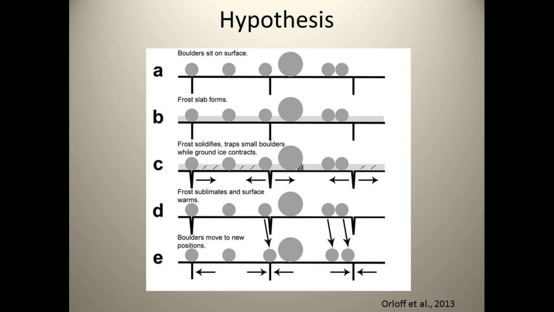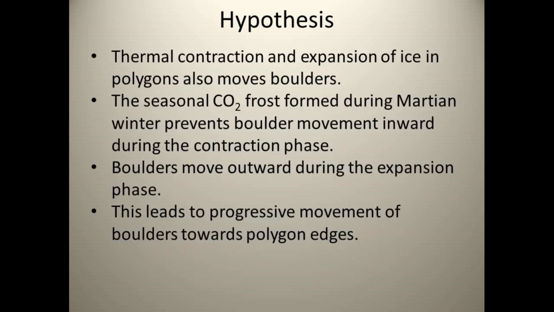And so for those of you that are better visual learners or auditory learners, I also have this written here in a short form, that thermal contraction and expansion of ice in polygons also moves the boulders. I suggest that the seasonal CO2 frost formed during Martian winter prevents boulder movement inward during the contraction phase. The boulders then move outwards during the expansion phase, and this leads to progressive movement of boulders towards the polygon edges.